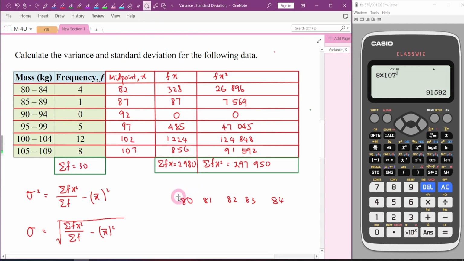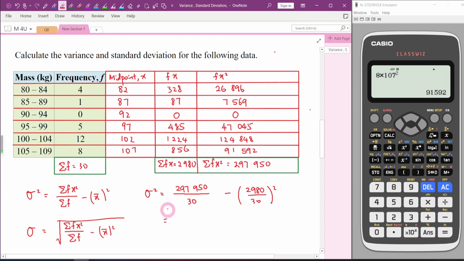Okay, now we already got all the important information. What we need to do next is just plug all these values into the formula to help us get the answer. Variance: sum of fx squared will be this one, 297950 divided by the total frequency, which is 30, minus mean squared. So how do we get the mean? I think you still remember, right? This one divided by this: 2980 divided by 30, squared.